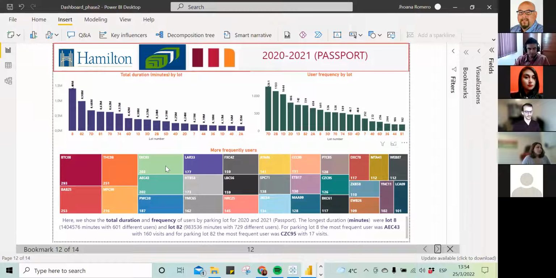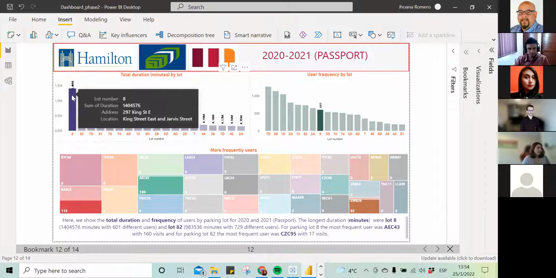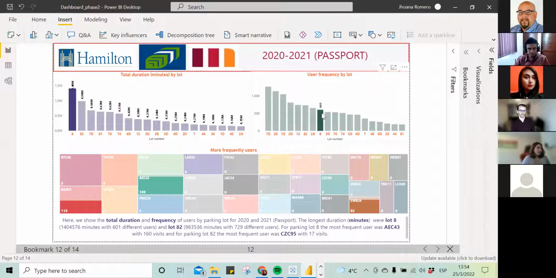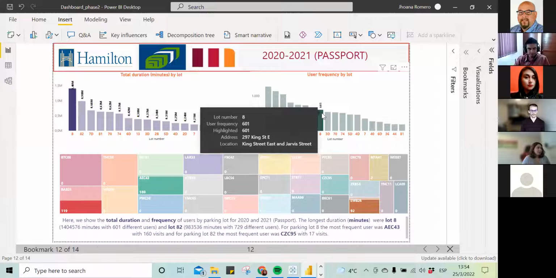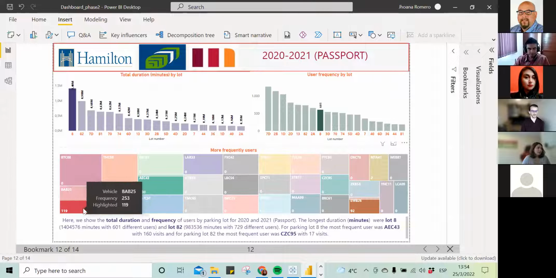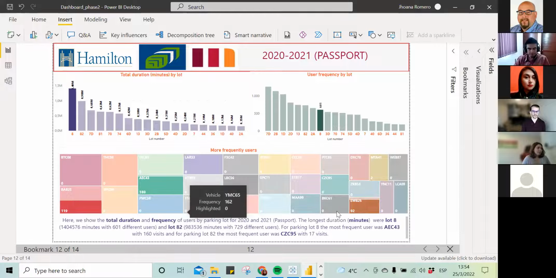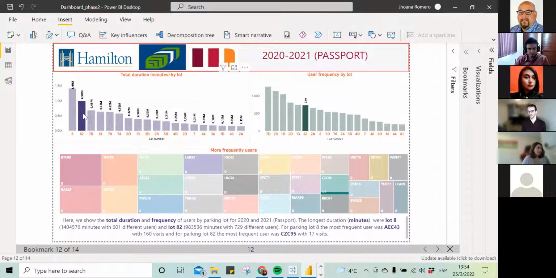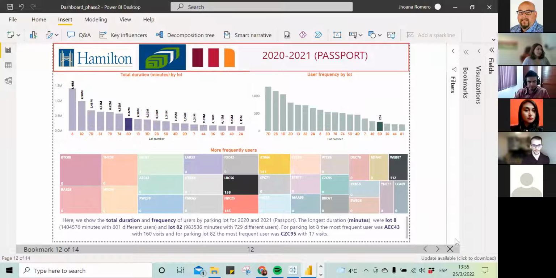Finally, we are going to show a classification of users for 2020 and 2021. For instance, parking lot number 8 has the highest duration and one of the highest user frequencies. And these license plates were the most frequent for this parking lot. If we scroll through this dashboard, we can see the information of each parking lot under this study.